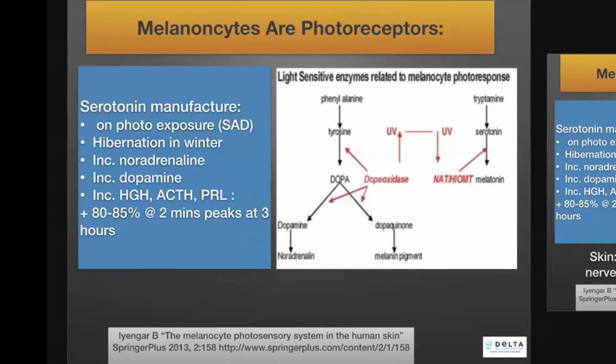Another effect of light, which anybody who has ever got sunburnt will know all about, is how intense light stimulates the melanocytes to produce pigment. But they don't just produce pigment, they're also very active in the generation of some very important neurochemicals, including serotonin, which is like the happy drug, noradrenaline, dopamine, as well as a whole bunch of hormones.